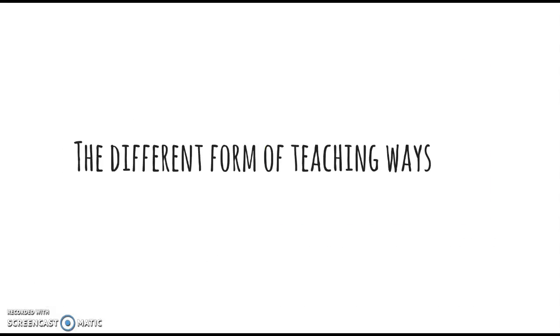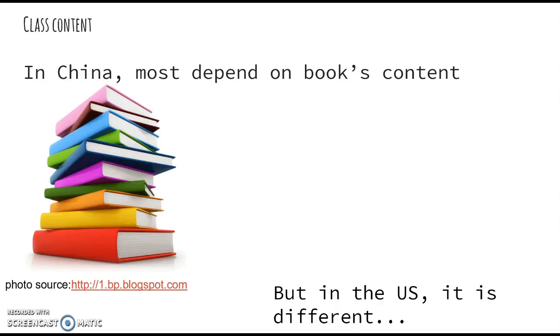Also, the teaching way in the US is totally different from that in China, and we can see this difference in the class content, the mode of the class, and what decides the grade. Firstly, Chinese classes depend mostly on the textbooks, and students can learn everything from the books by themselves without listening to the teachers. However, in the US, teachers sometimes teach students some content which is not covered in the books.